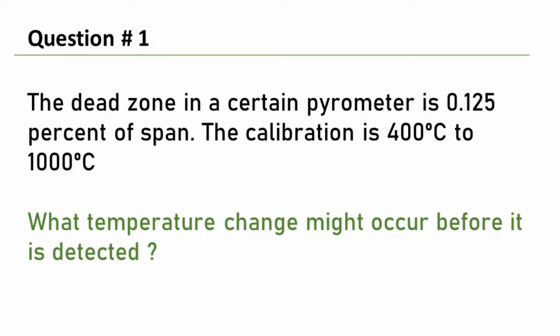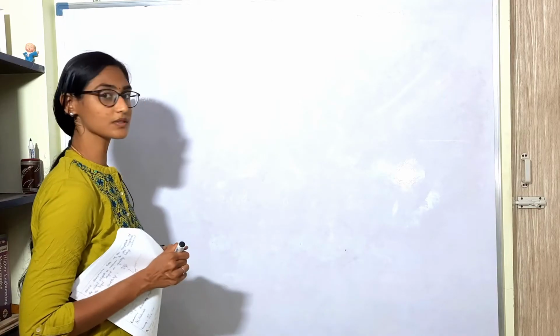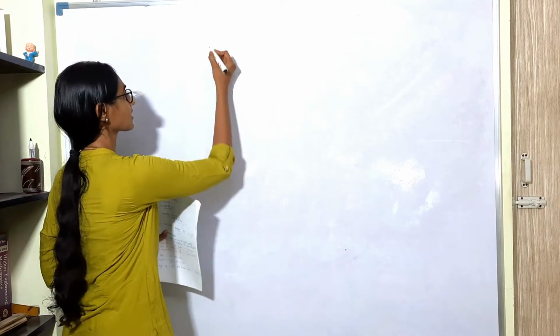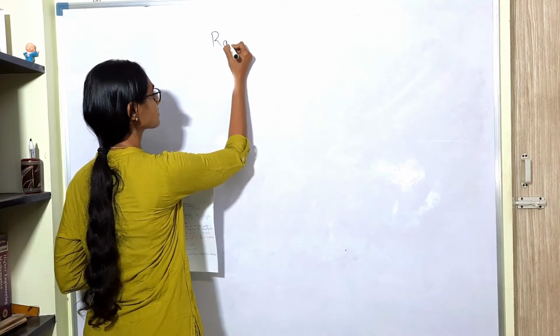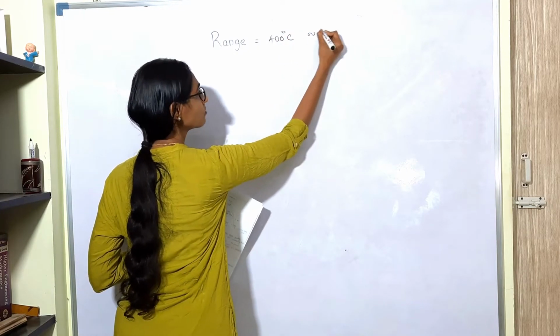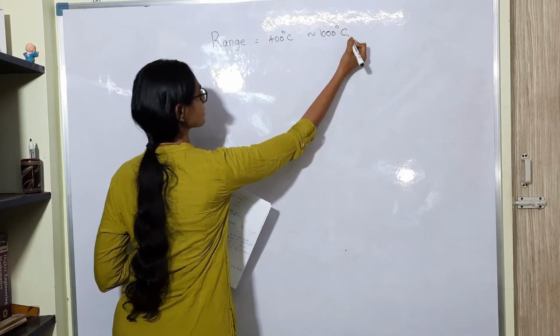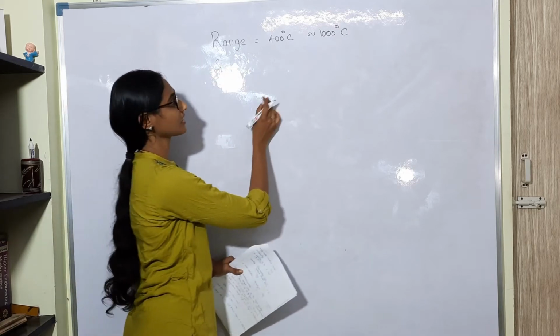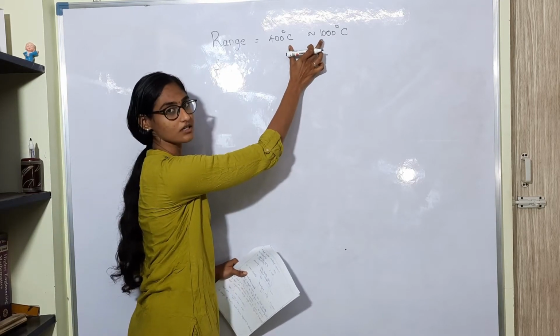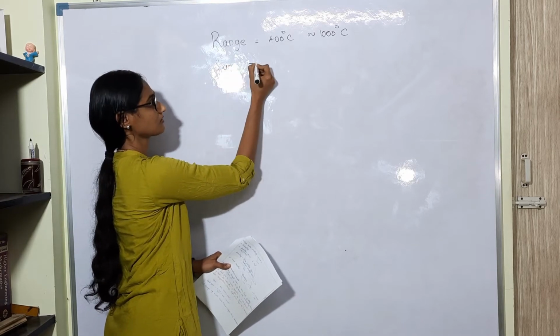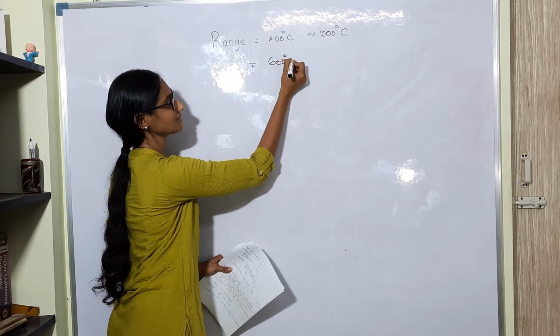The dead zone in a certain pyrometer is 0.125% of span. The calibration is 400 degrees Celsius to 1000 degrees Celsius. What temperature change might occur before it is detected? In this question, it is given that the range of the pyrometer is 400 degrees Celsius to 1000 degrees Celsius. The span is 600. It can measure a span of 600, which is from 400 to 1000 degrees Celsius. So the span is given as 600 degrees Celsius.